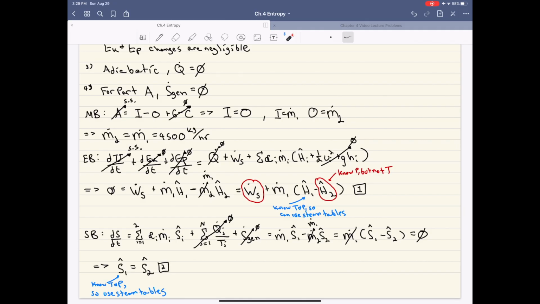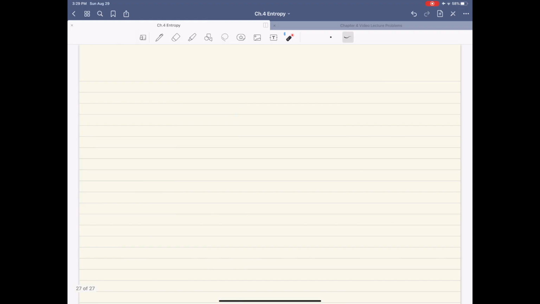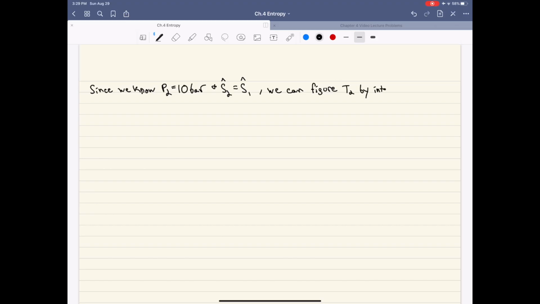All right? And so I'm going to explain this in words. Essentially, we know what the pressure is of the outlet stream. And we know that the specific entropy of the outlet stream is equal to the specific entropy of the inlet stream. And so, since we have those pieces of information, we should be able to figure out T2 in this manner, by essentially interpolating our value of S2.